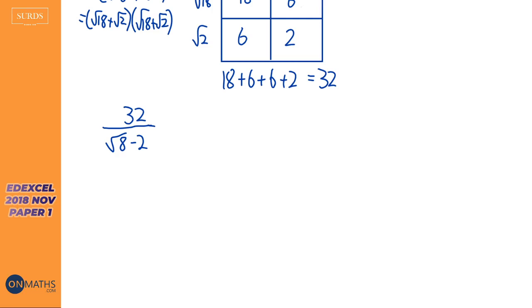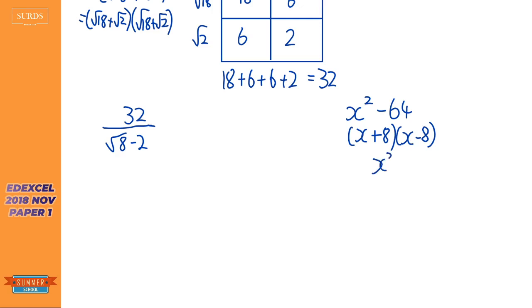Something you might remember from quadratics is this. You end up doing plus 8x minus 8, but notice there's no x term. It's x squared minus 64. It's called difference of two squares, and what it doesn't give you as an answer when you then expand that again, which obviously you get the same thing, is an x term.